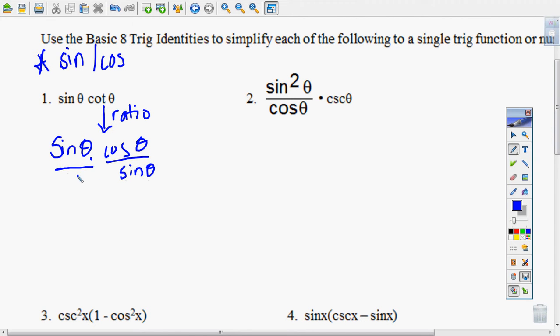So now when I prepare to multiply, what happens? They cancel out. What cancels out? The sines. And what am I left with? Cosine. So my answer is just cosine theta. See, it's a puzzle, and you're trying to figure out which piece is going to lead you to your answer. So this was a one-stepper.